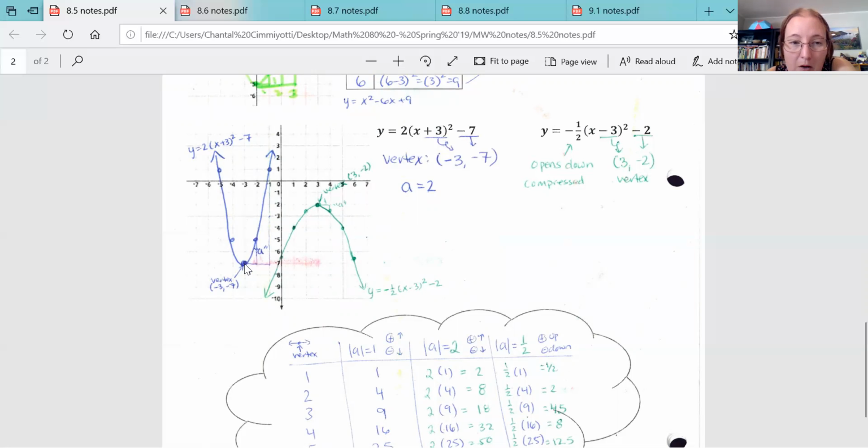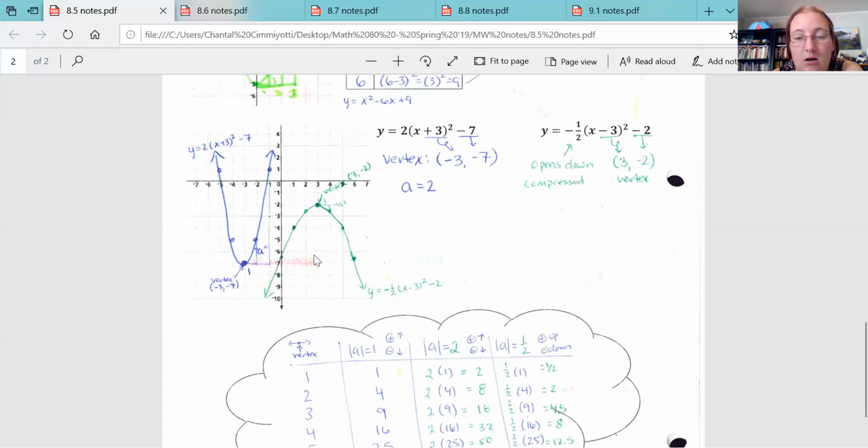Now the parent would be over 1, up 1, over 2, up 4, over 3, up 9. But we are doubling those y's, doubling those heights because the a is 2. So we're going to go over 1 and up 2. Over 2, and instead of 4, we're going to actually go twice that, 8.